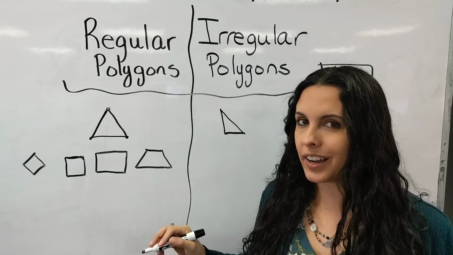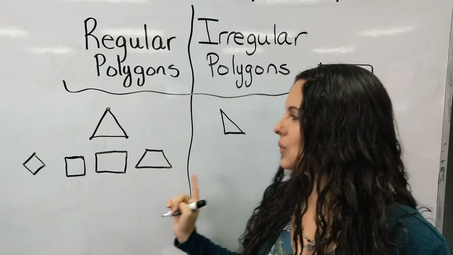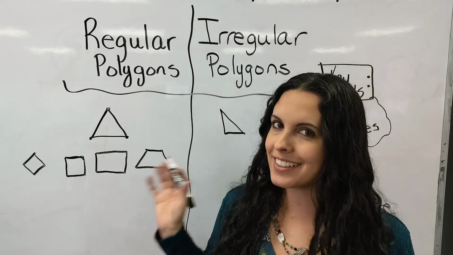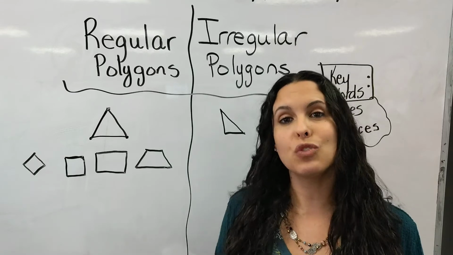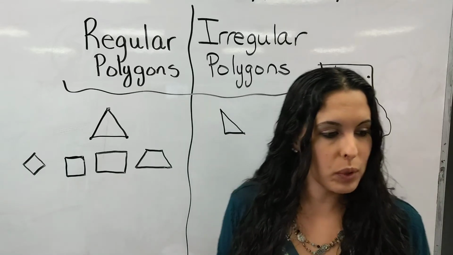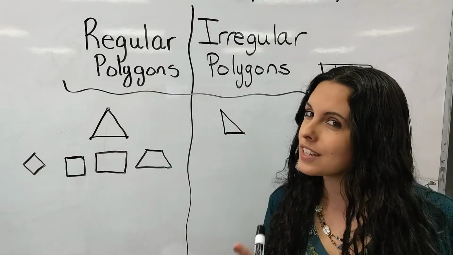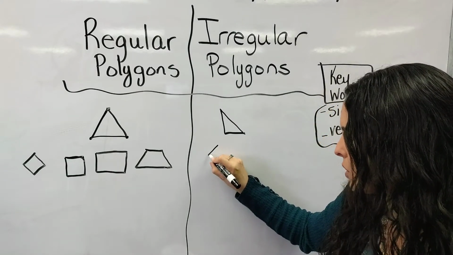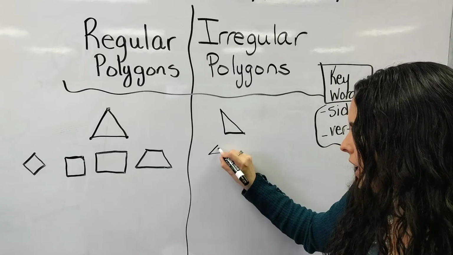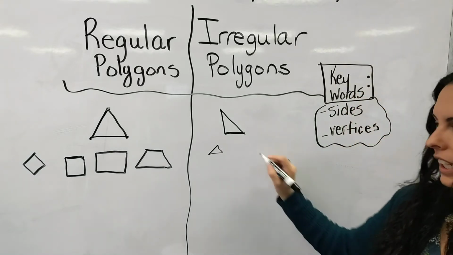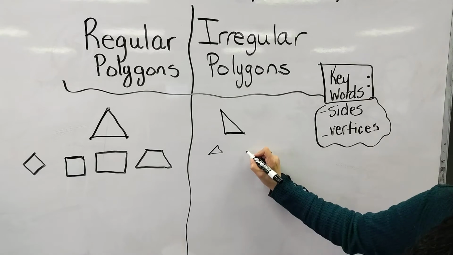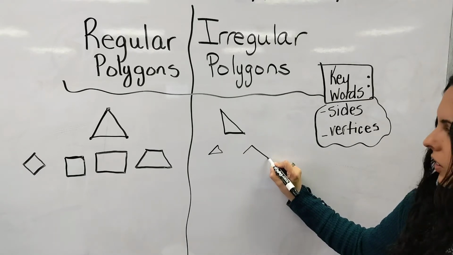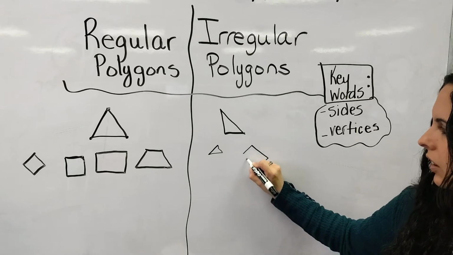Now, because they all have 4 sides and 4 vertices, that makes them quadrilaterals. Quad means 4. So these shapes here are quadrilaterals. They all fit into that same category. Now, an irregular quadrilateral would be one that still has 4 sides and 4 vertices, but it might be a little bit slanted shape. So 1, 2, 3, 4. Or it could look like 1, 2, 3, 4.